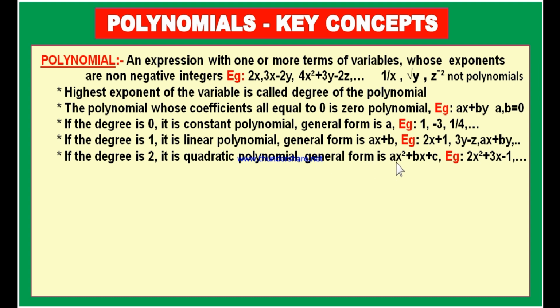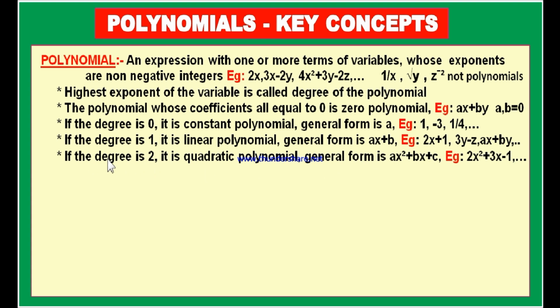Now, if the degree is 2, it is called a quadratic polynomial, and the general form of a quadratic polynomial is ax square plus bx plus c. Here is an example, 2x square plus 3x minus 1. The exponent of x is 2. Here the exponent of x is 1. Here the exponent of x is 0. Now what is the highest exponent? 2 is the highest exponent. Since 2 is the highest exponent, the degree of this polynomial is 2.